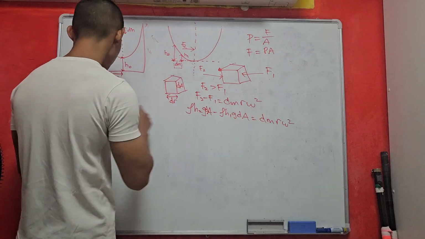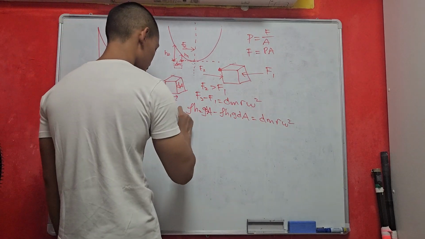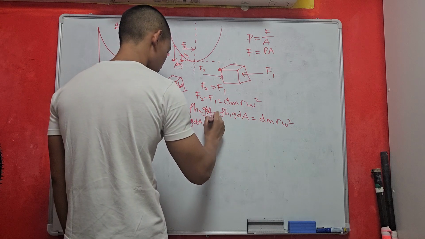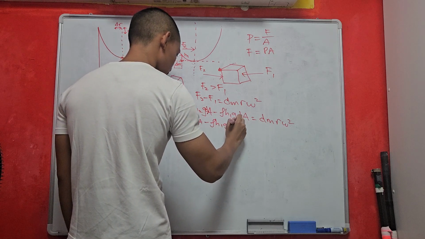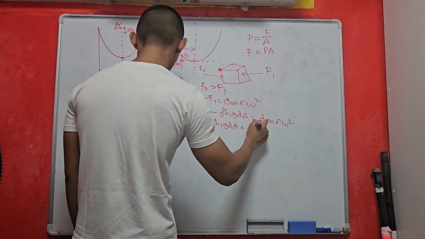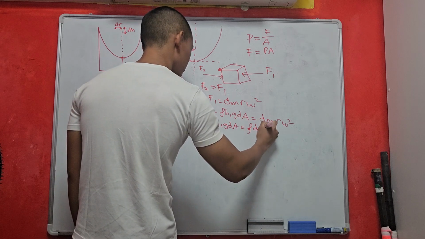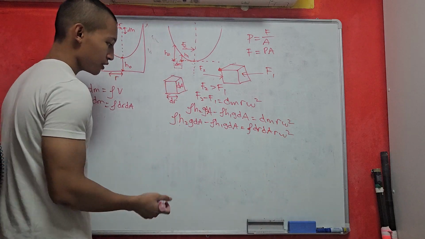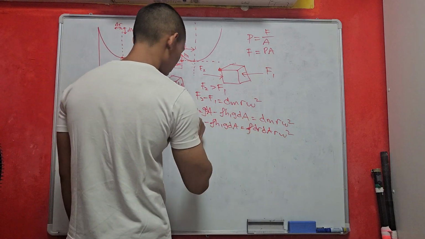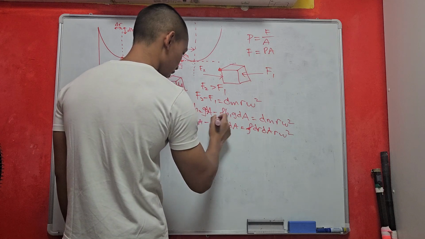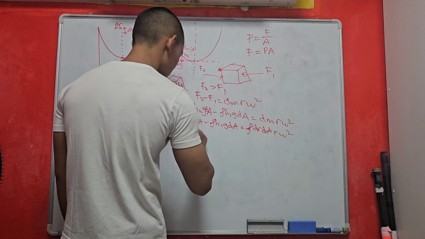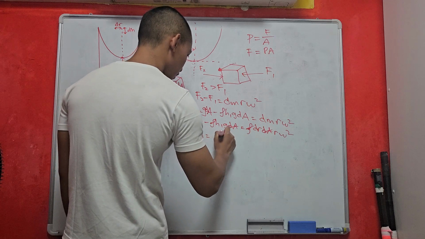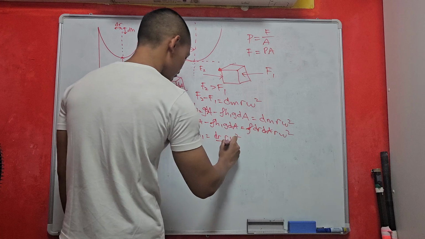I can substitute the dm from here. So dm is just rho dr dA, times r omega squared. And I can simplify this equation. Cancel the rho, cancel the dA. I'll get H2 minus H1 equals dr r omega squared over g.